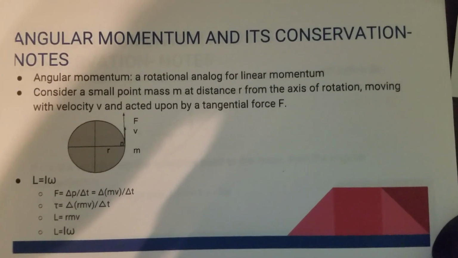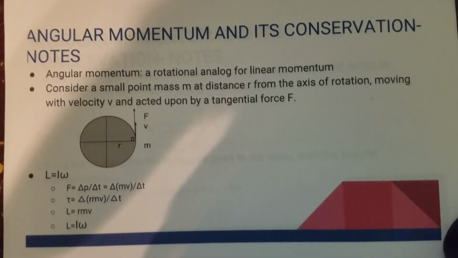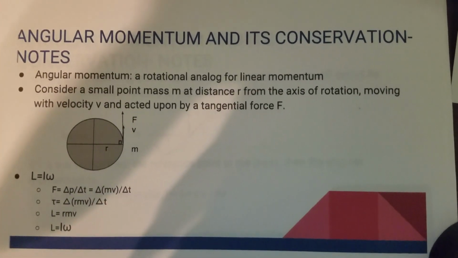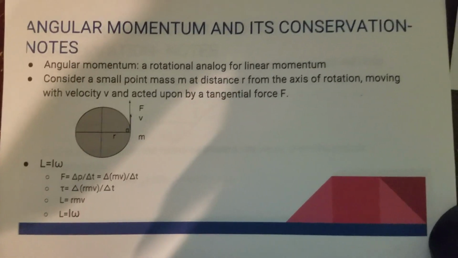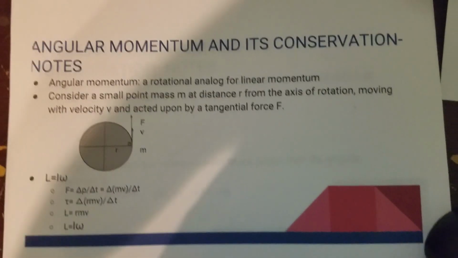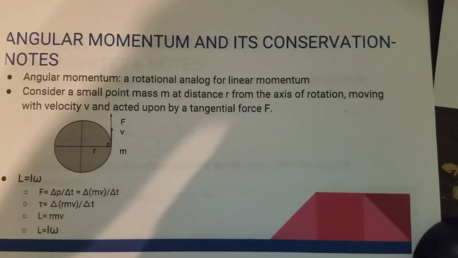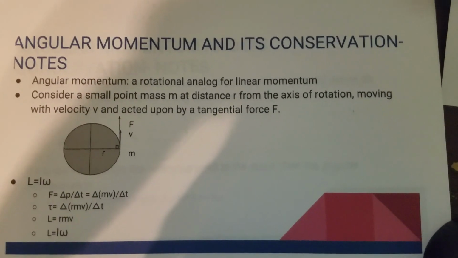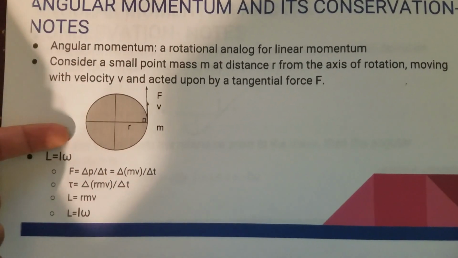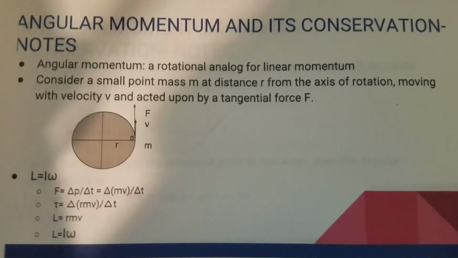Now for the last topic you need to know, angular momentum and its conservation. Angular momentum is a rotational analog for linear momentum. So again, it's pretty simple, just like the last topic. Consider a small point mass m at distance r from the axis of rotation, moving with velocity v and acted upon by a gentle force F. This is the conceptual part of it. So just memorize the force goes up, velocity goes up.